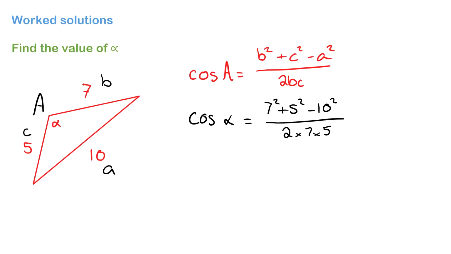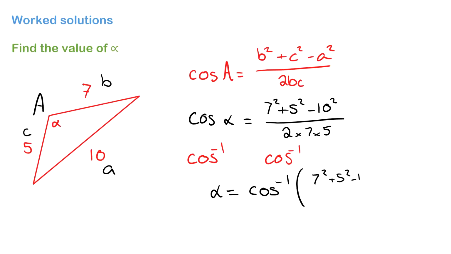Now, again, there's two ways you could do it. You could solve that fraction now, or you could hold off so you avoid a rounding error. But remember, you do have that answer button on your calculator you can use. But what I would be doing is shifting our cos across by using inverse cos, because remember, we want that alpha by itself. So we get alpha equals inverse cos of 7 squared plus 5 squared minus 10 squared over 2 times 7 times 5.